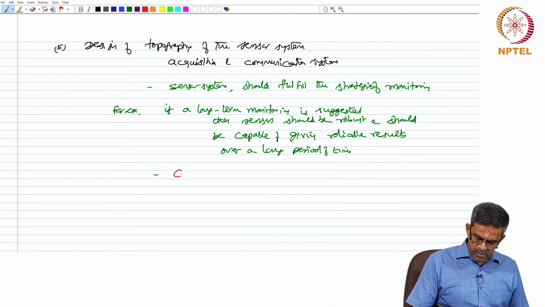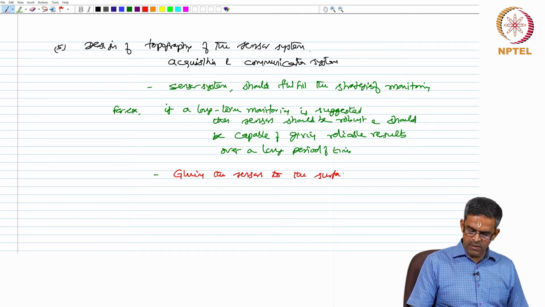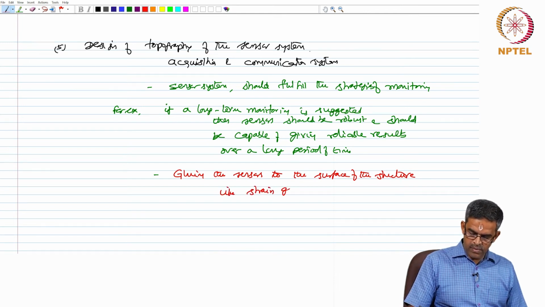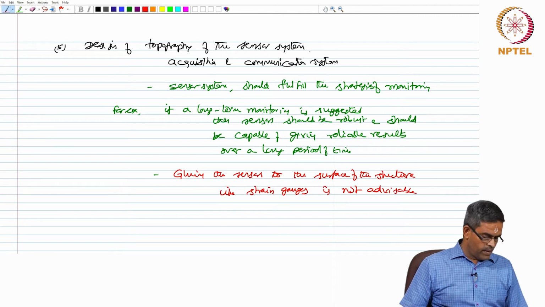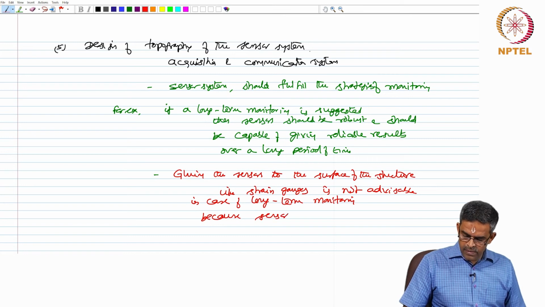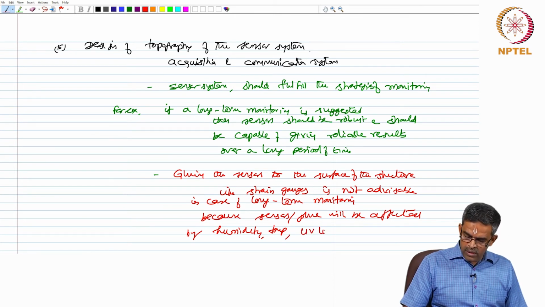A common problem is, let us say, gluing the sensors to the surface of the structure like strain gauges. Is not advisable in case of long term monitoring. Because sensors and the glue will be affected by humidity, temperature, ultraviolet lighting, etc.